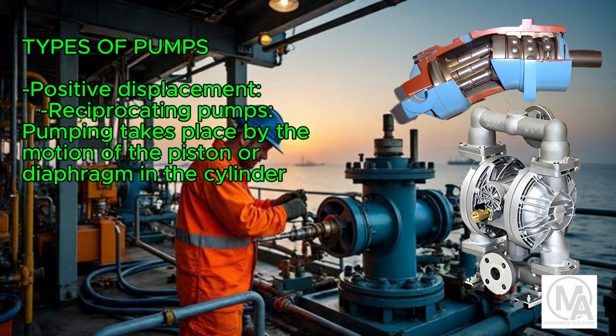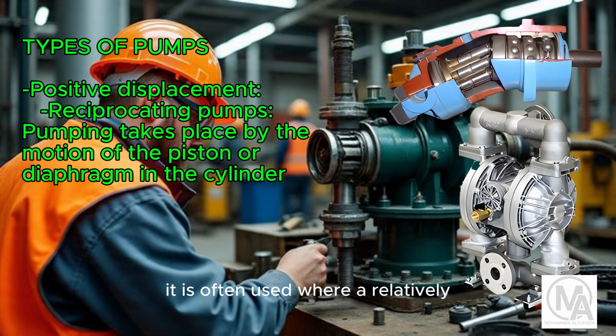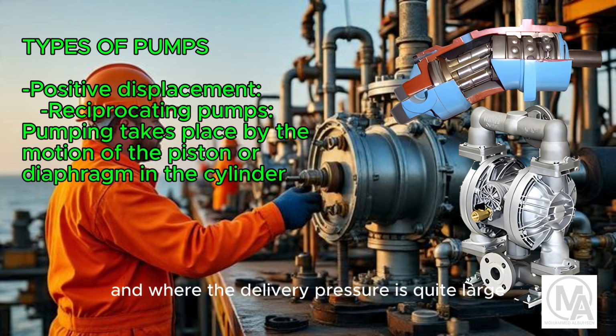Reciprocating pumps. Pumping takes place by the motion of the piston or diaphragm in the cylinder. It is often used where a relatively small quantity of liquid is to be handled, and where the delivery pressure is quite large.